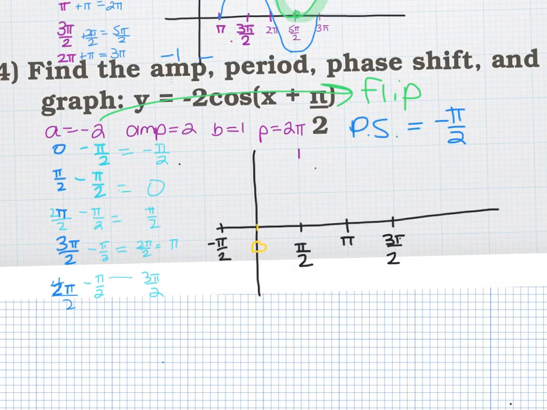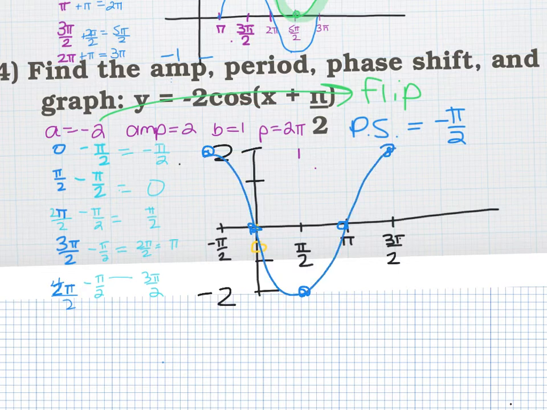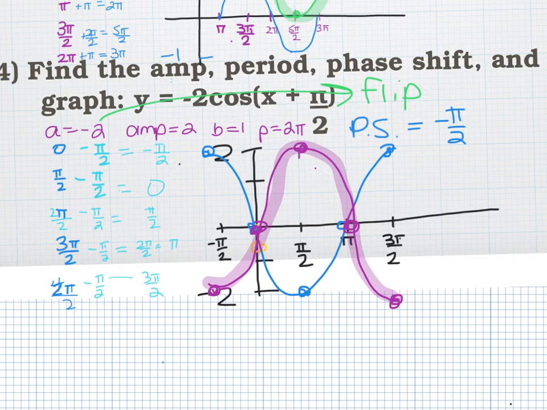So from here, again, my normal cosine, so before I flip it, my normal cosine with an amplitude of 2 would start at 2, go down to 0, down to negative 2, up to 0, and up to 2. It would have looked like this. But a negative on the front means it flips it upside down, so that I would start at negative 2, go up to 0, up to 2, 0, down to negative 2. And that one's your answer. You don't need both, but if you want to draw both, just make sure you distinguish the difference for me on your test.